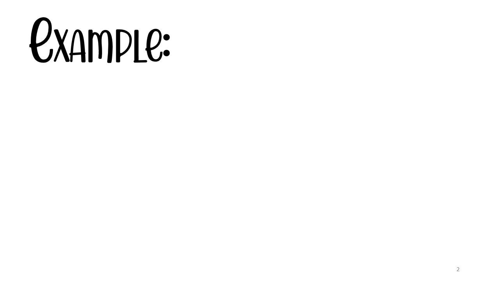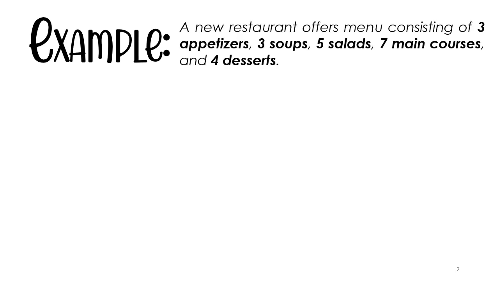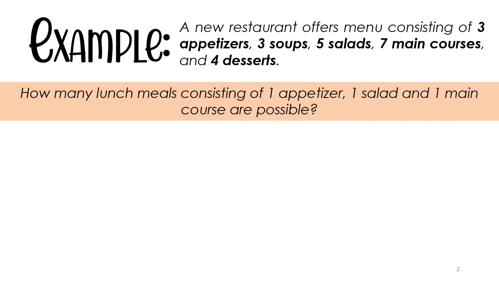Now let's have an example so we can fully understand what the fundamental counting principle is. For example, a new restaurant offers a menu consisting of 3 appetizers, 3 soups, 5 salads, 7 main courses, and 4 desserts. Now the question is, how many lunch meals consisting of 1 appetizer, 1 salad, and 1 main course are possible? Again, applying the fundamental counting principle, we just have to multiply each given possible outcome of an event.